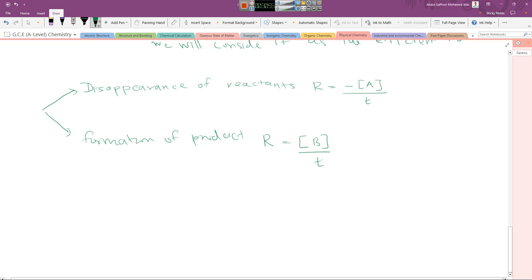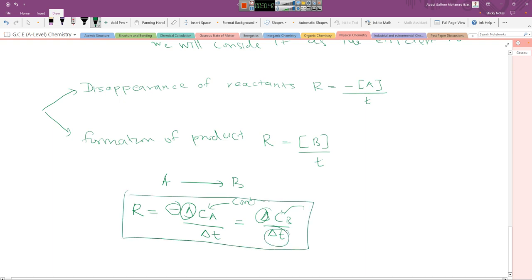So if I consider a chemical equation where we form B from A, the rate of reaction will be equal to minus delta CA divided by delta T, which will be equal to delta CB divided by delta T. CA means the concentration of A, and delta represents the change, right? This minus indicates that the concentration is decreasing. Again, CB is the concentration of the products and delta indicates the change. So this is what we are going to use in this chapter.